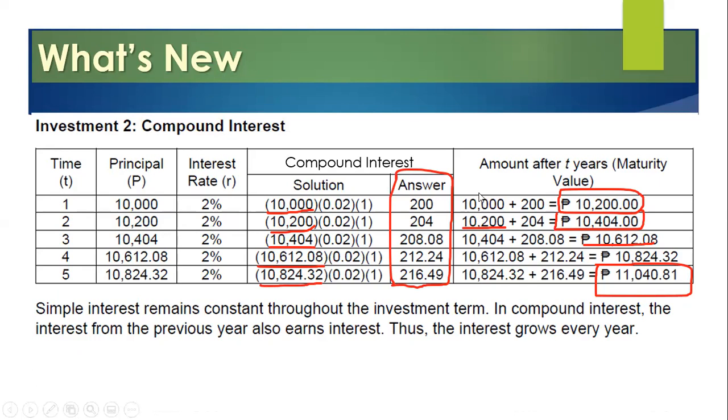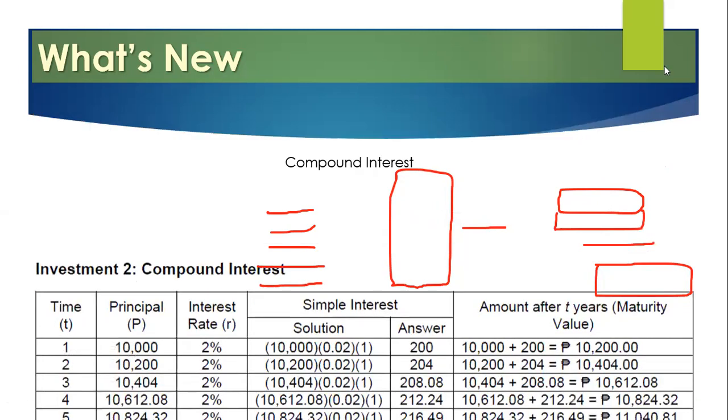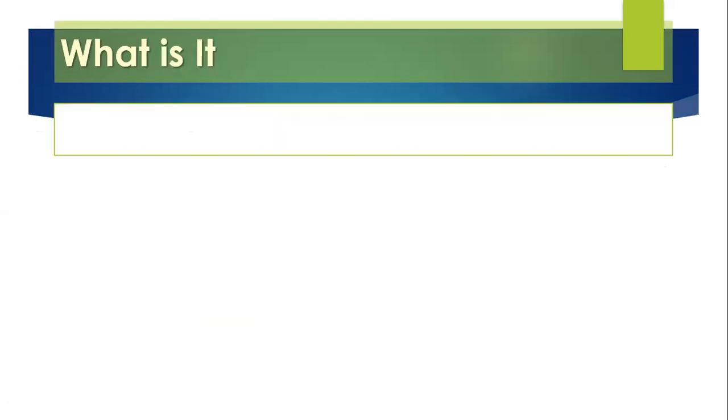Okay? So, compare natin, 11,040.81 yung sa compound interest. Dito naman sa simple interest is 11,000 lang. So, ang pipiliin mo, of course, is yung mas kikita ka ng malaki. Okay? So, which is yung dun sa compounding interest.